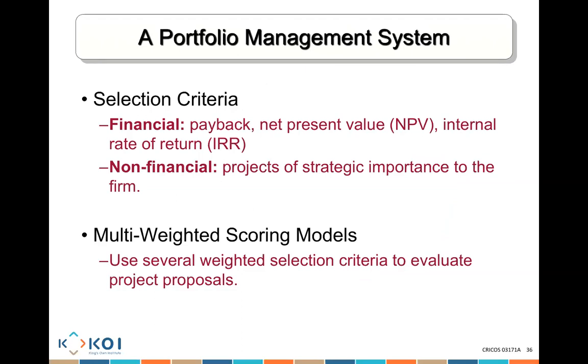Now, we need to select those projects. There are two ways to select them. There's what we call financial ways of selecting them and non-financial ways of selecting them. Financial ways, there are two or three methods of calculation. There's a payback method, which I'll mention very shortly. There's a net present value method, and there's an internal rate of return method.